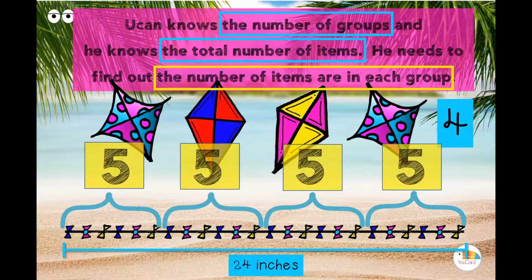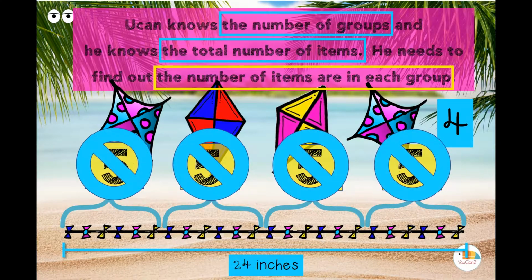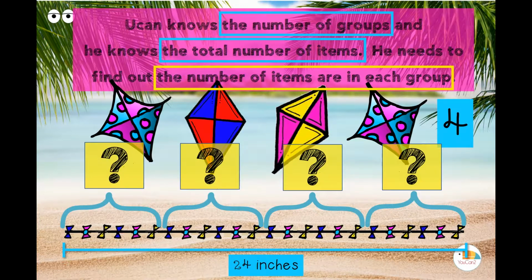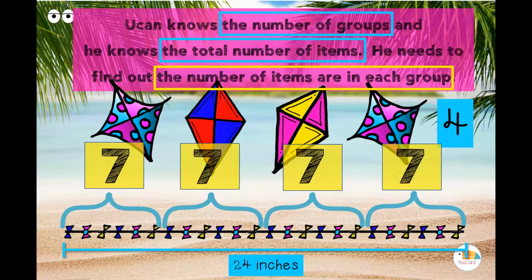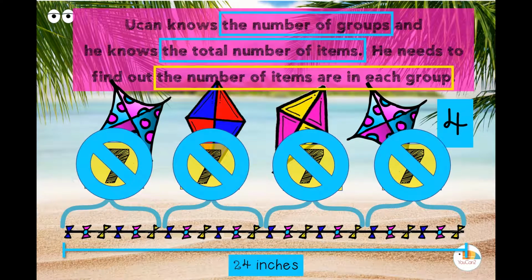Could each one be 5 inches long? 5, 10, 15, 20. That's too short. Can't be 5. Huh. So should we try another number? Let's try 7. A little bit bigger. So if I put 7 there, that'd be 7, 14, 21, 28. No, that's too big.